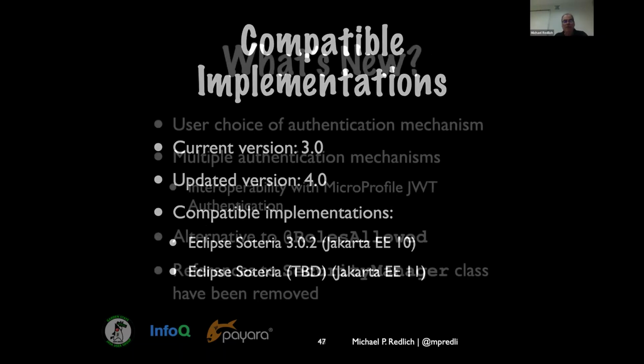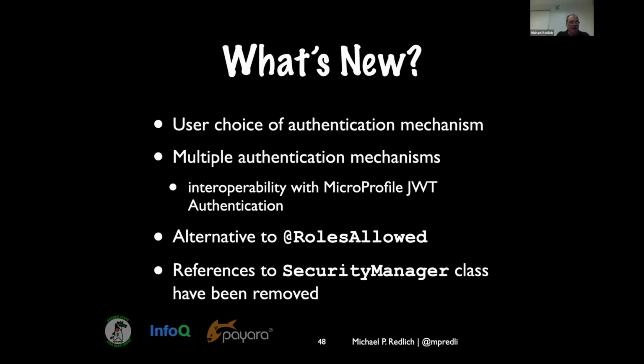of course. All right, so there's a user choice of authentication mechanism. And let's see, there are various different ways, like client cert and all these others, right? So there's support for all that. And as I mentioned before, interoperability with MicroProfile JWT. And there are alternatives to the RolesAllowed annotation. Now, RolesAllowed, the original one, is defined in Jakarta Annotations. So it's basically a warehouse of annotations that can be used.